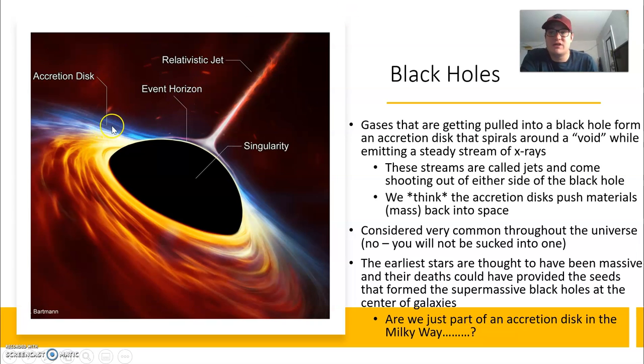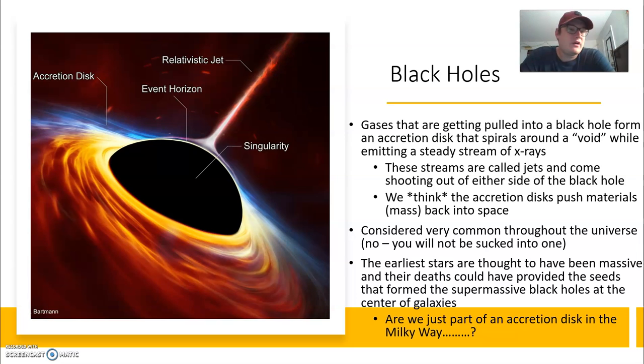Okay, so this is our acceleration disk out here, and then there's some more things right here. We have the relativistic jet, which really just looks like a jet being shot out of this black hole, the event horizon, which is going to be this kind of bulb going over it, and then the singularity, which is basically this void in the middle.